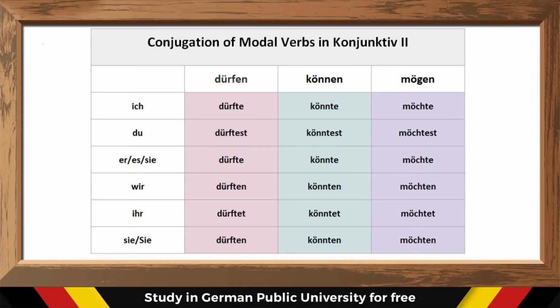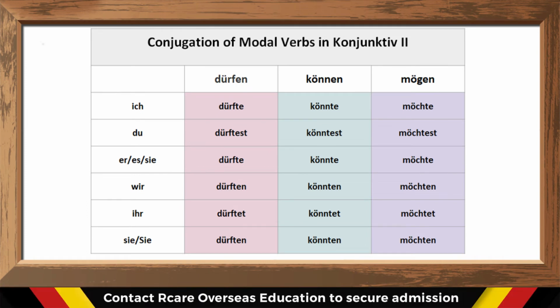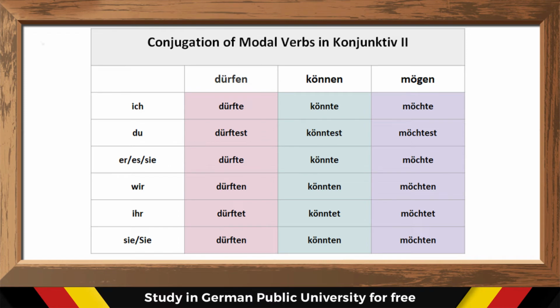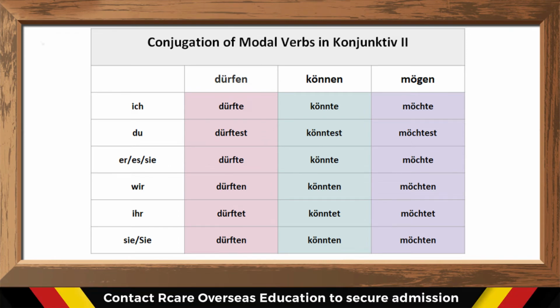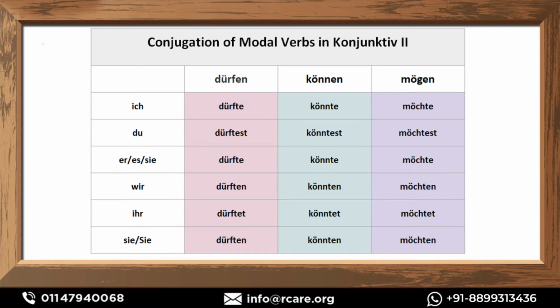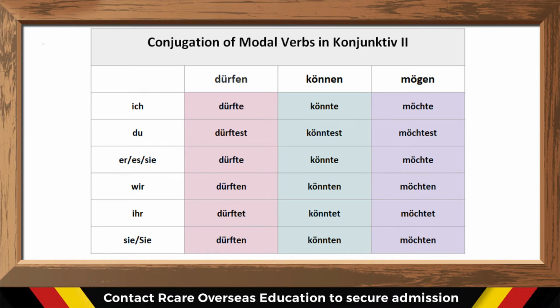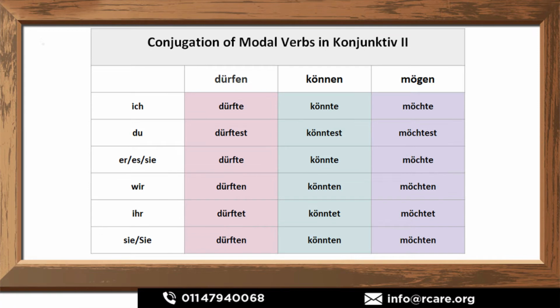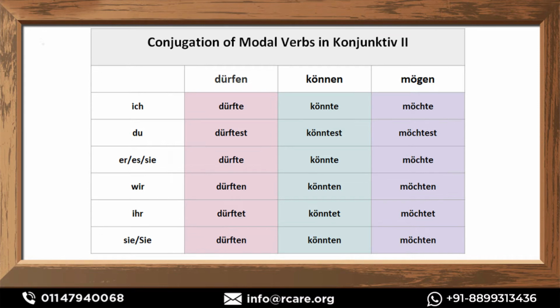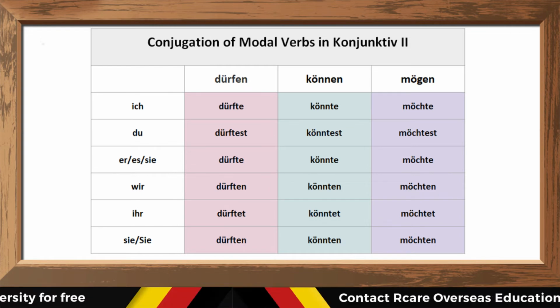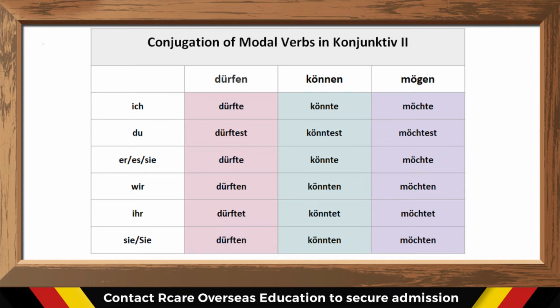Now we'll be learning modal verbs in Konjunktiv II form, as you must have already learned in past tense and in present tense as well. In past tense we just simply add t to the root word of a modal verb and we remove the umlaut. But in Konjunktiv II form we add the t plus we have the umlaut as well. So the first verb is dürfen. Ich dürfte. Du dürftest. Sie dürfte. Wir dürften. Ihr dürftet and sie dürften.